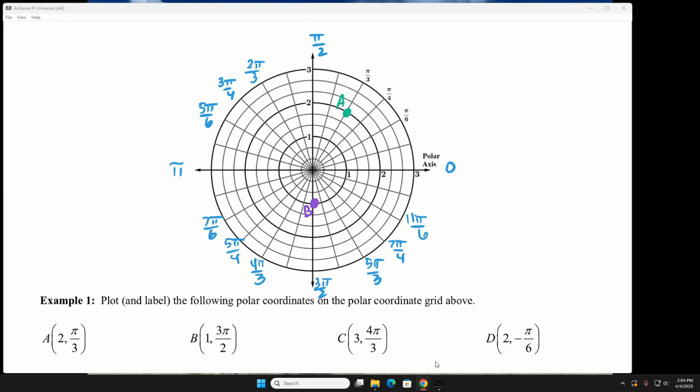Right? For C, we're going to use this outside circle that has a radius of 3, and we are going to go to the angle 4 pi over 3, which will be this one, C.